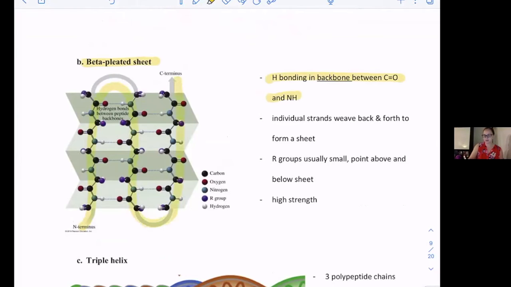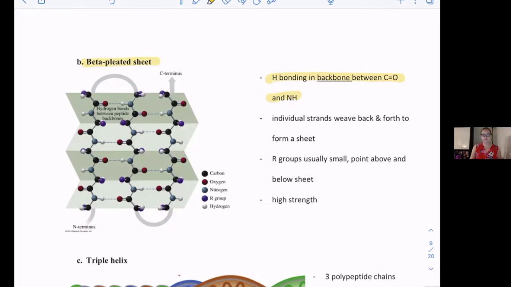So it's not just i+4 amino acids away. You have this zigzag, so it's going to be different based off of what structures you're talking about. Individual strands weave back and forth to form a sheet. You just go back and forth and back and forth. It's called a beta sheet.